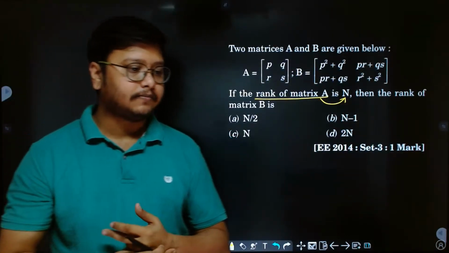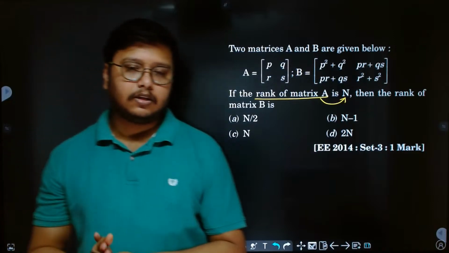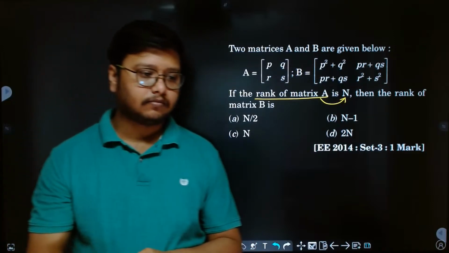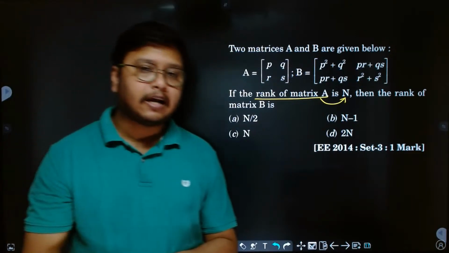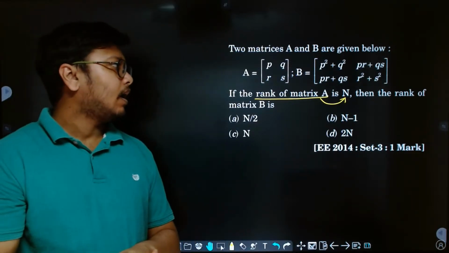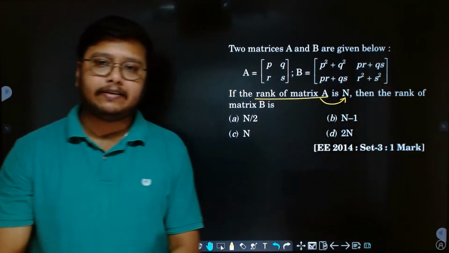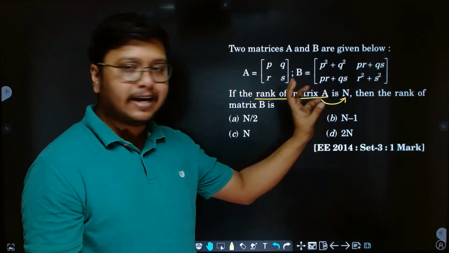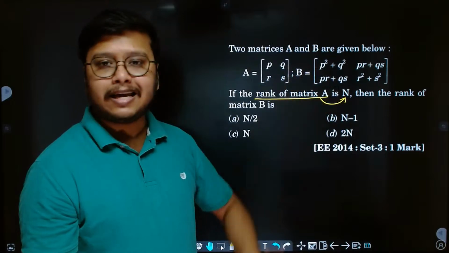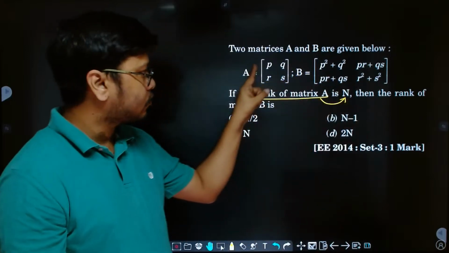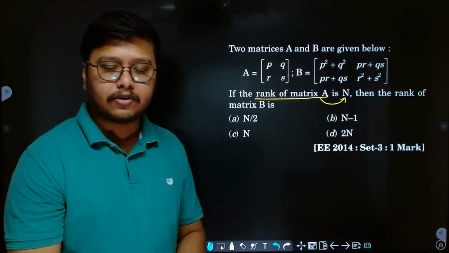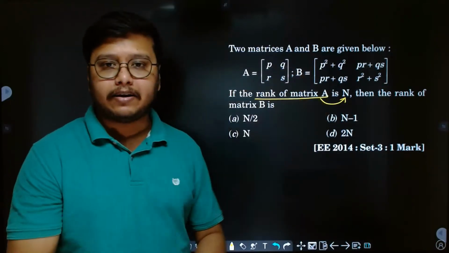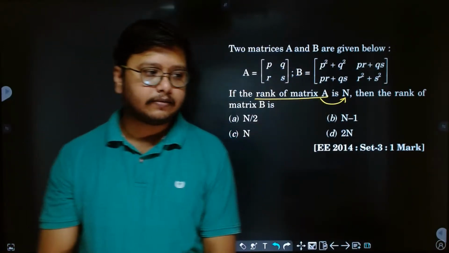Let's see who can answer. Come on. Use some observational skills. Try to figure out how this B matrix is getting created. Because if you look carefully, B is created with the elements P, Q, R, S, and P, Q, R, S is already present in the A matrix. So doing something with the A matrix will create the B matrix. This should be the hint.